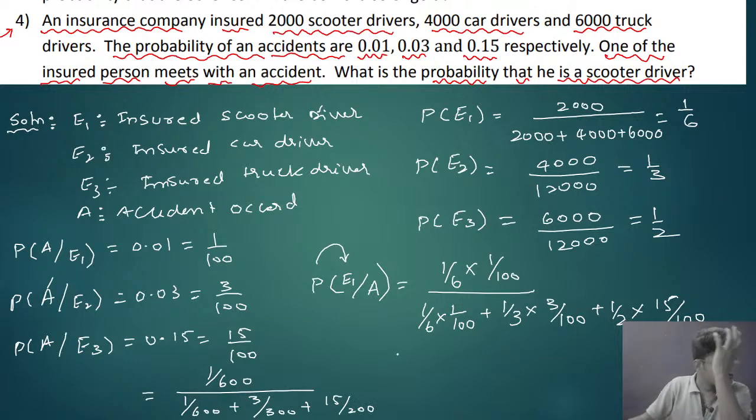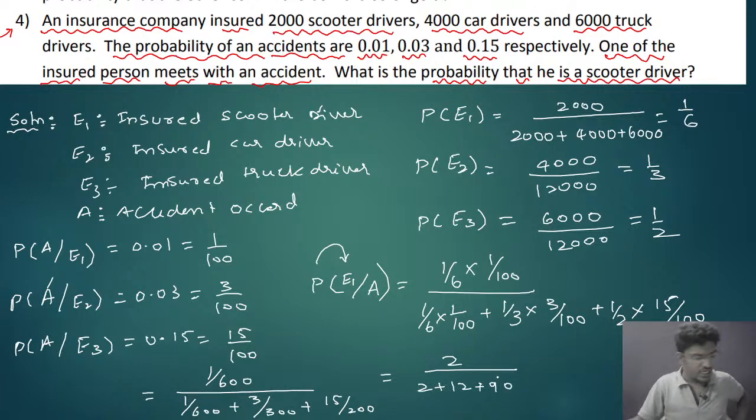Can simplify this. Clear? If you simplify this, you are going to get 2 divided by 2 plus 12 plus 90. That will be 2 by 104, and if you simplify it, you will get 1 by 52. 1 by 52 is the correct answer. All of you quickly reply to me. 1 by 52 will be the right answer.